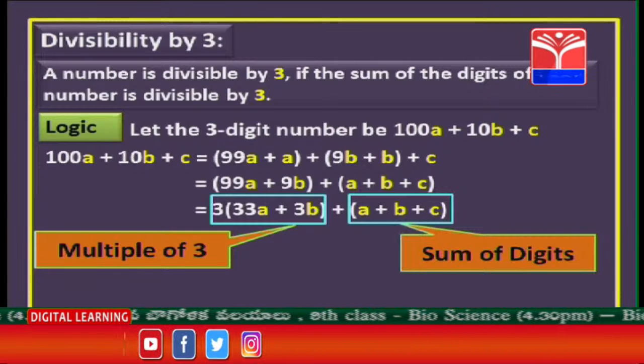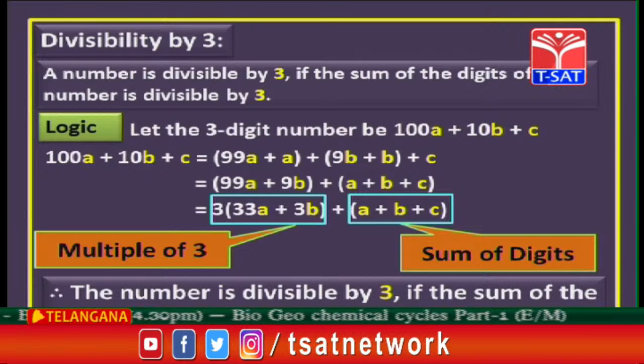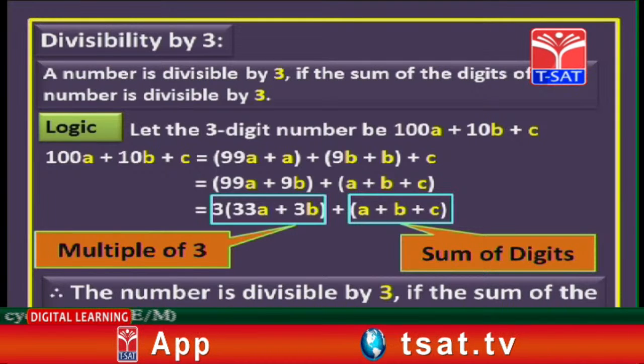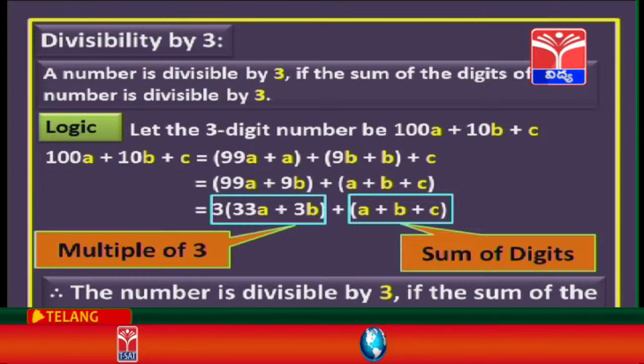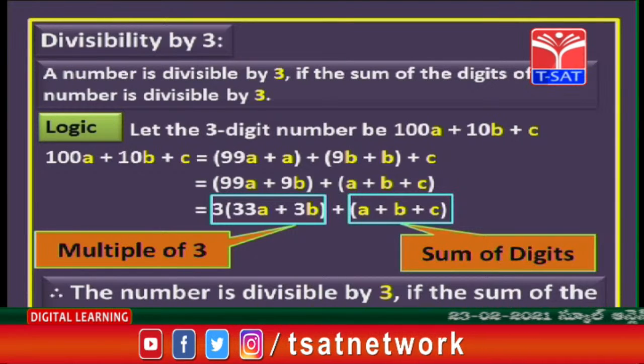Now, if A plus B plus C is a multiple of 3, or if this A plus B plus C is divisible by 3, then I can say that the given number is divisible by 3. So, hence I can conclude that a number is divisible by 3 only if the sum of the digits is a multiple of or divisible by 3, okay, children.